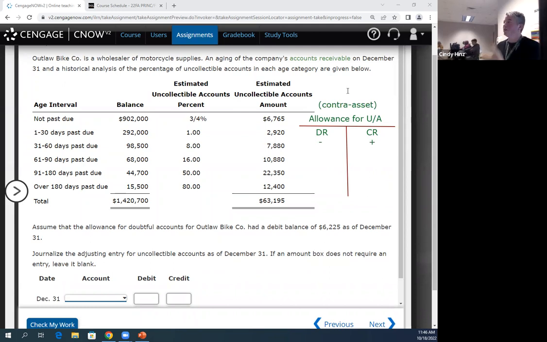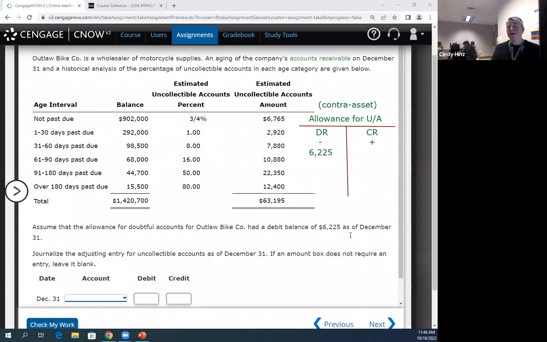I put the plus on the credit side to remind us that even though it belongs with the assets on the chart of accounts, it still has a normal credit balance. And so what does this tell us? Assume that the allowance for doubtful accounts for Outlaw Bike Company had a debit balance of $6,225. Again, it's a permanent or real account, and it almost certainly has a balance that's carrying forward from the prior period.